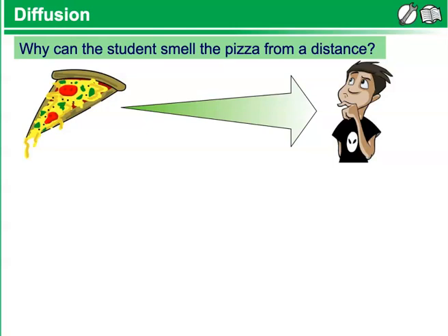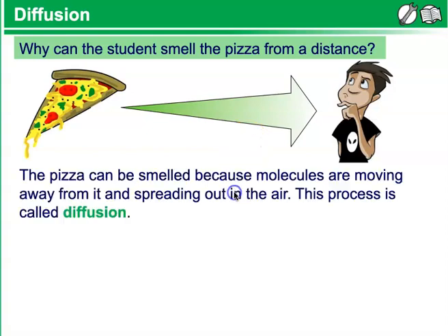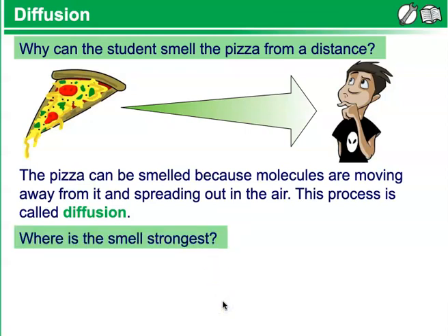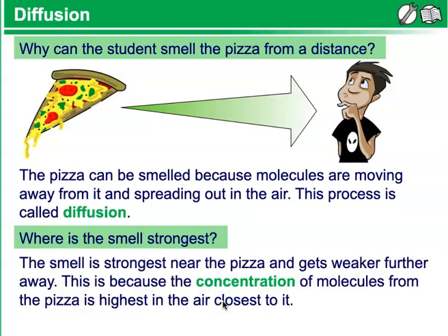Diffusion. Why can the student smell the pizza from a distance? The pizza can be smelled because molecules are moving away from it and spreading out in the air. This process is called diffusion. Where's the smell the strongest? Smell's obviously the strongest near the pizza, and it gets weaker the further away you are from the pizza. This is because the concentration of molecules from the pizza is highest in the air closest to it.